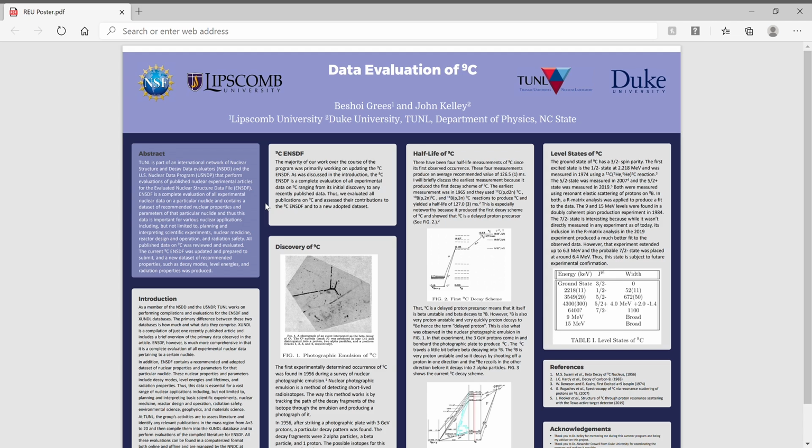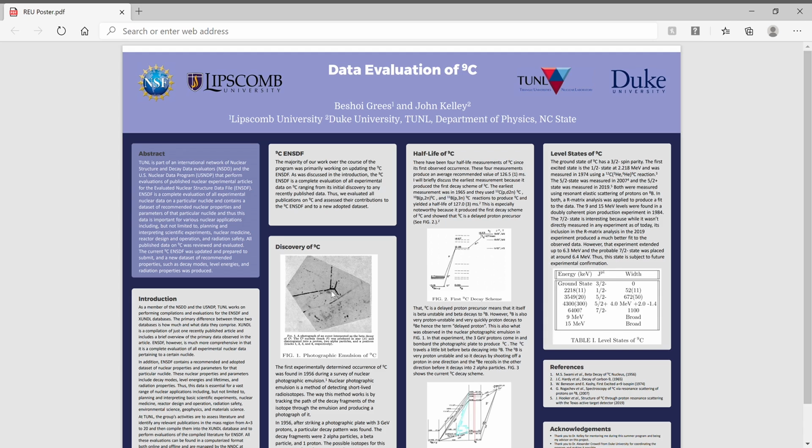This database is particularly more important than any nuclear database you could find because it contains a recommended data set of nuclear properties and parameters like decay modes, level energies and radiation properties. And so this data is used for a vast range of nuclear research and applications. This makes ENSDF particularly important.